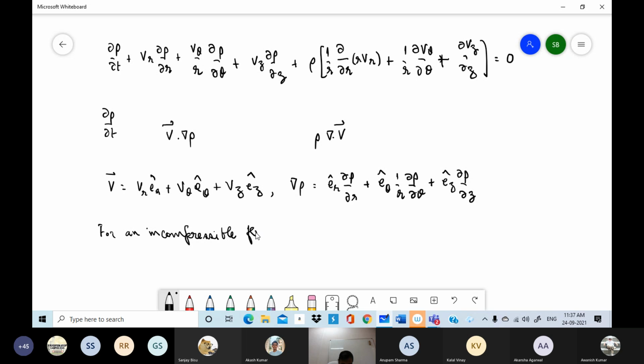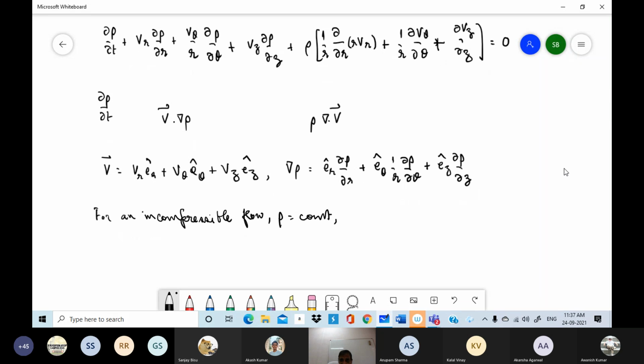For an incompressible flow, rho equal to constant, all these terms disappear. Assuming rho is non-zero, it is this which must be zero.